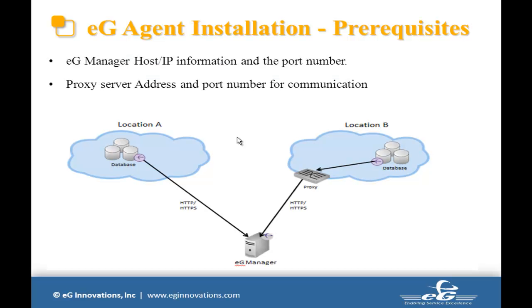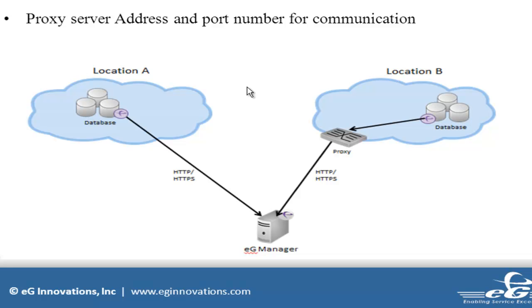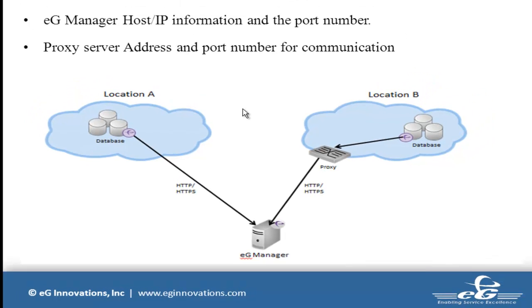The next one is proxy server information. As I mentioned earlier, EEG uses HTTP or HTTPS for communication. In some infrastructure, proxy servers are used for communication. As shown in the below example picture, the server in the location A communicates with the EEG manager directly, but in the location B server uses proxy for communication. In that case, we need the proxy server IP address and the port number for EEG agent and manager communication. If the authentication is involved for the proxy, then we need the username and password as well.